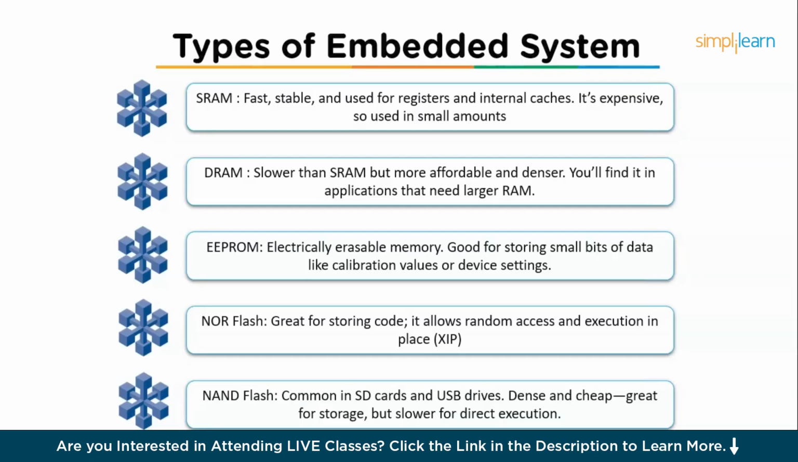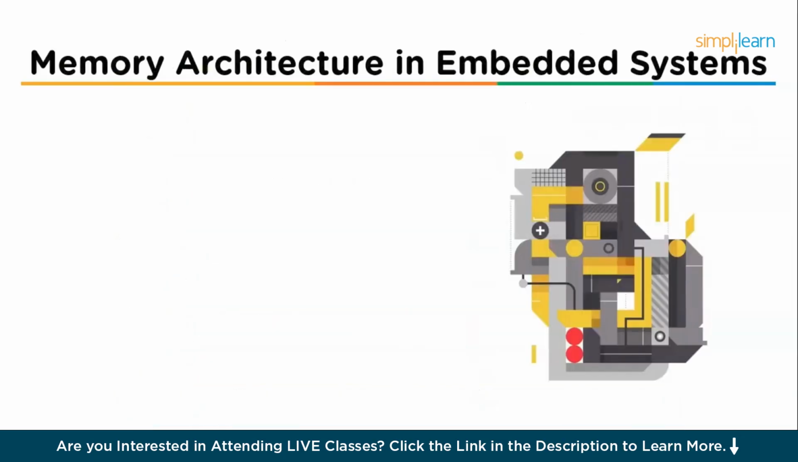The trick is knowing which one to use when. So let's now see the memory architecture in embedded systems. Memory is not just about what you use, it's about how it's organized. There are three main architectures you will find.